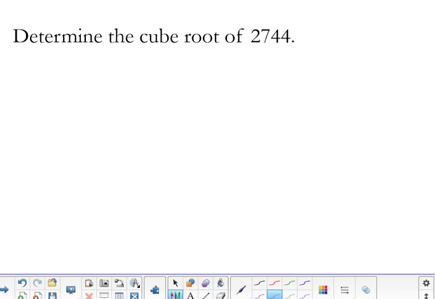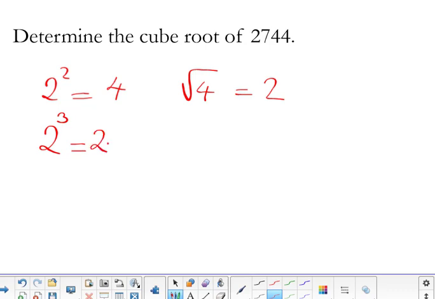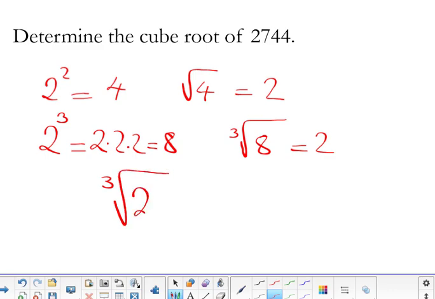We know that 2 to the power of 2 is equal to 4. The square root of 4, or 2 to the power of 2, is equal to 2, isn't it? What if we took 2 to the power of 3? Well, that's 2 times 2 times 2, which is equal to 8. And we can write that the cubic root of 8 is just equal to 2. So another way to think about this is the cubic root of 2 to the power of 3, which is what 8 is, is just equal to 2.